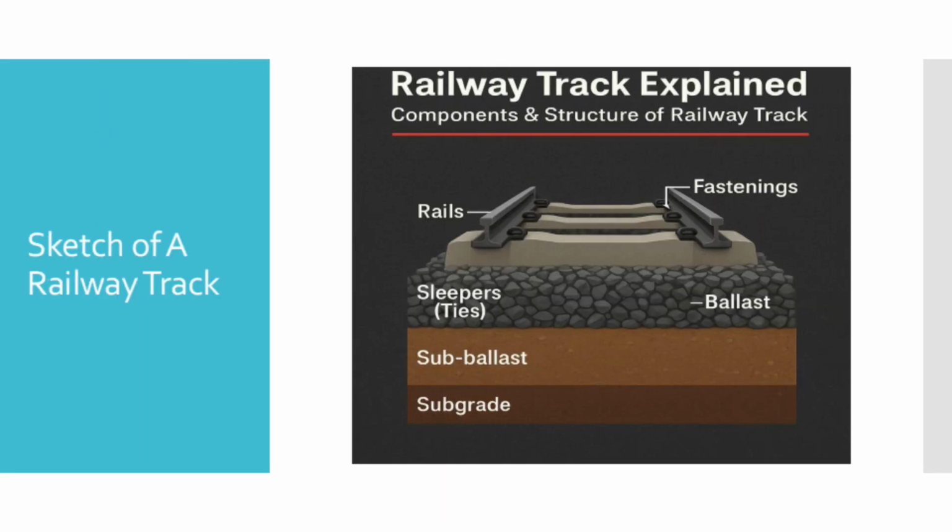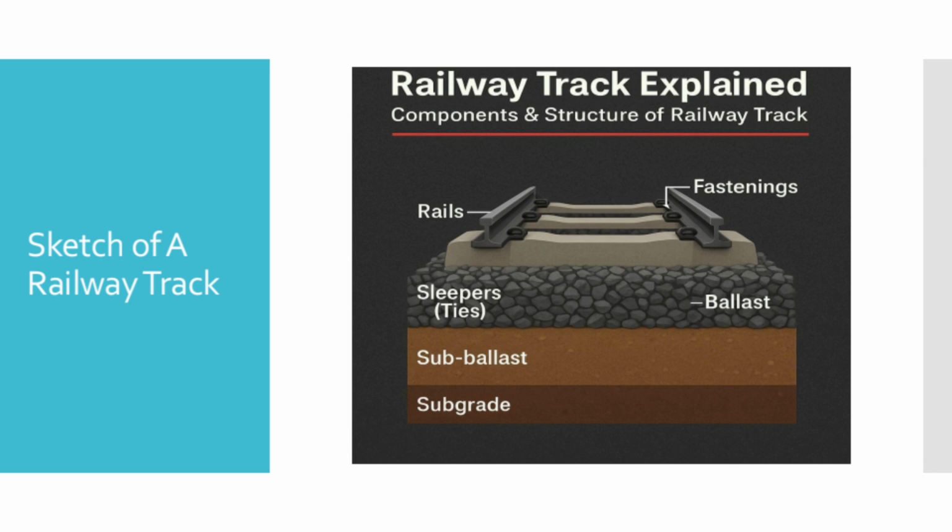First portion is the rails. We have seen the rails that absorb all the loads coming from those trains. Now we have seen that these rails are made up of many materials. These rails can be made of cast iron, and these rails can be made of steel.